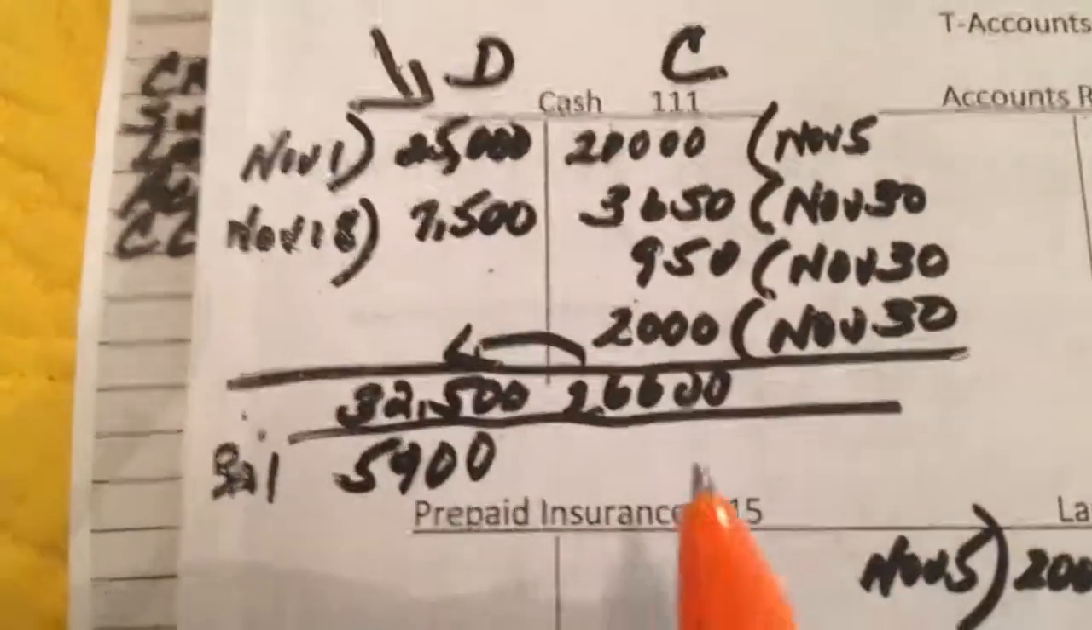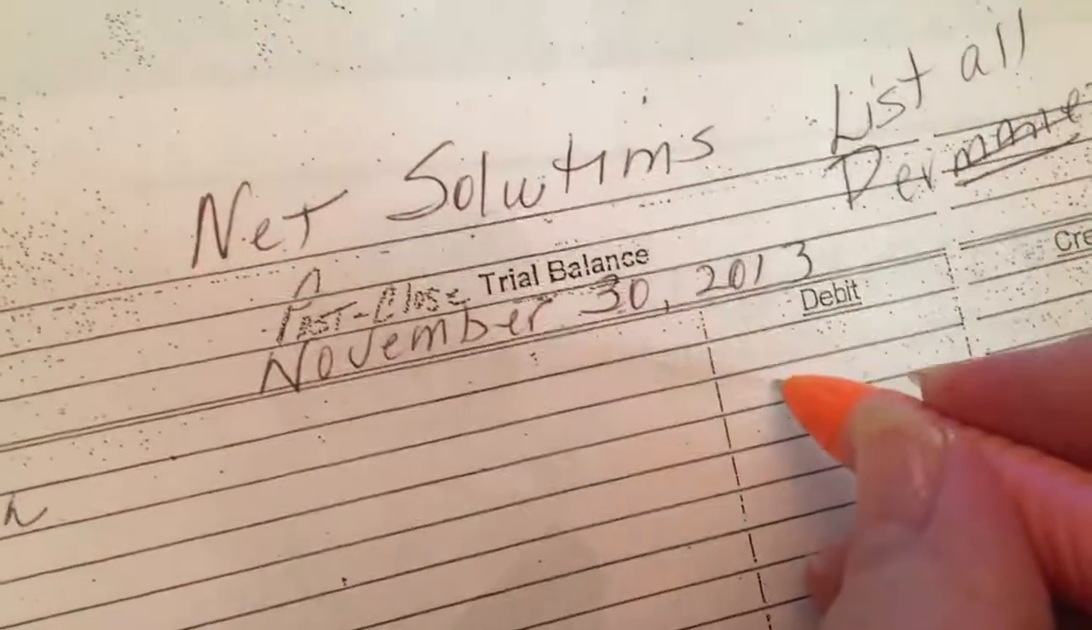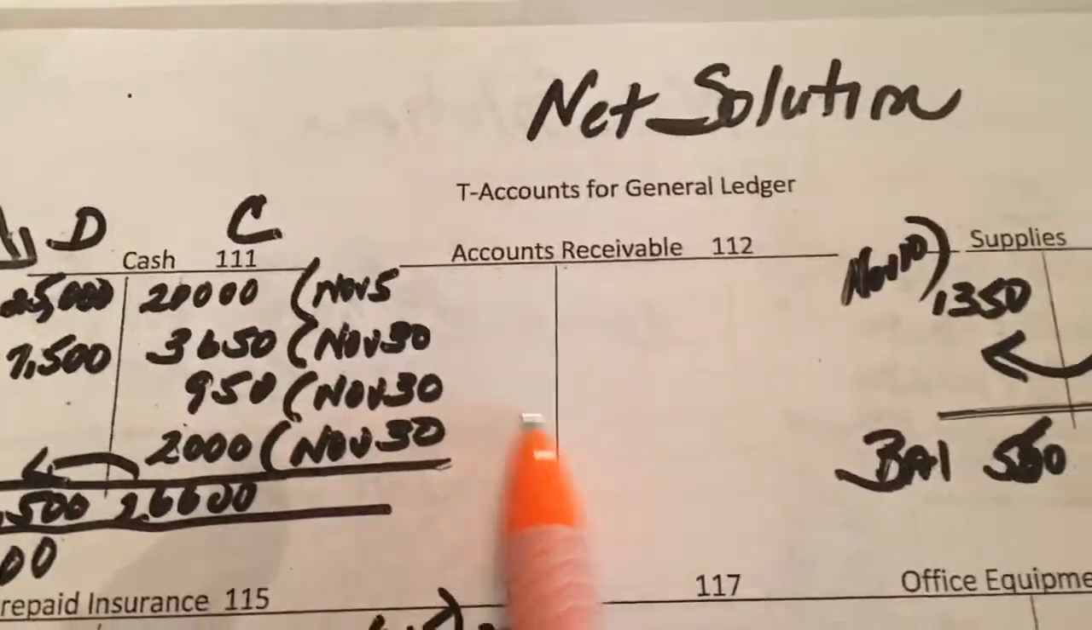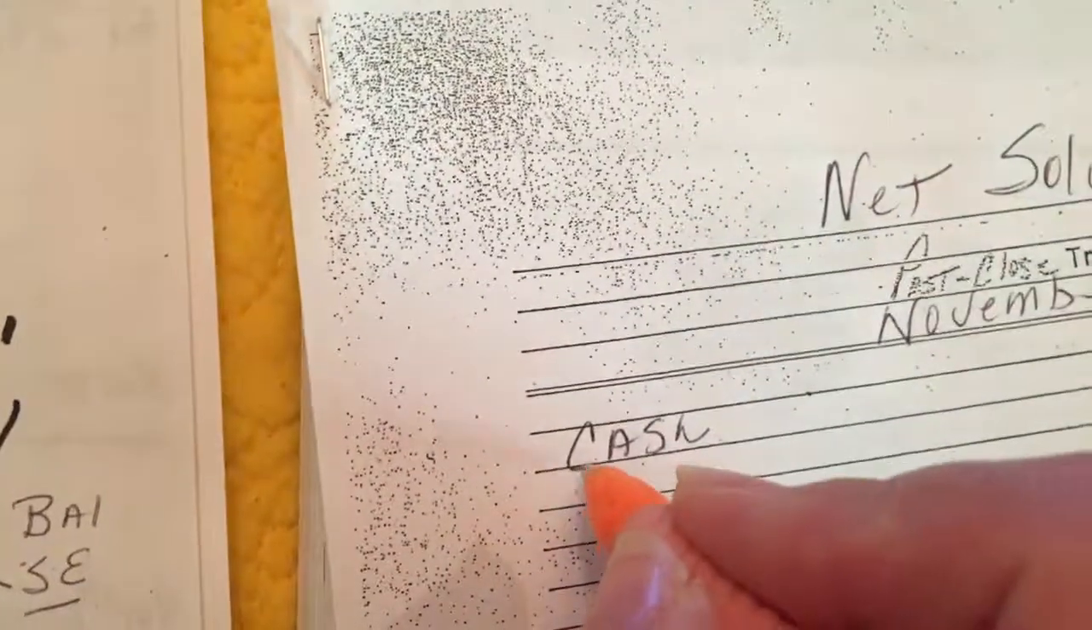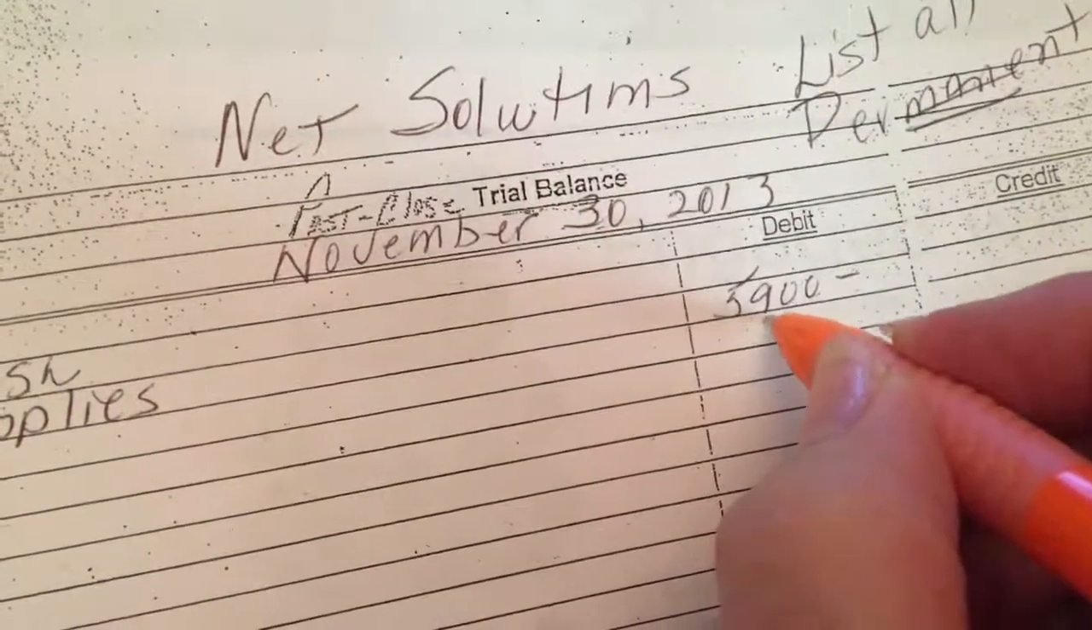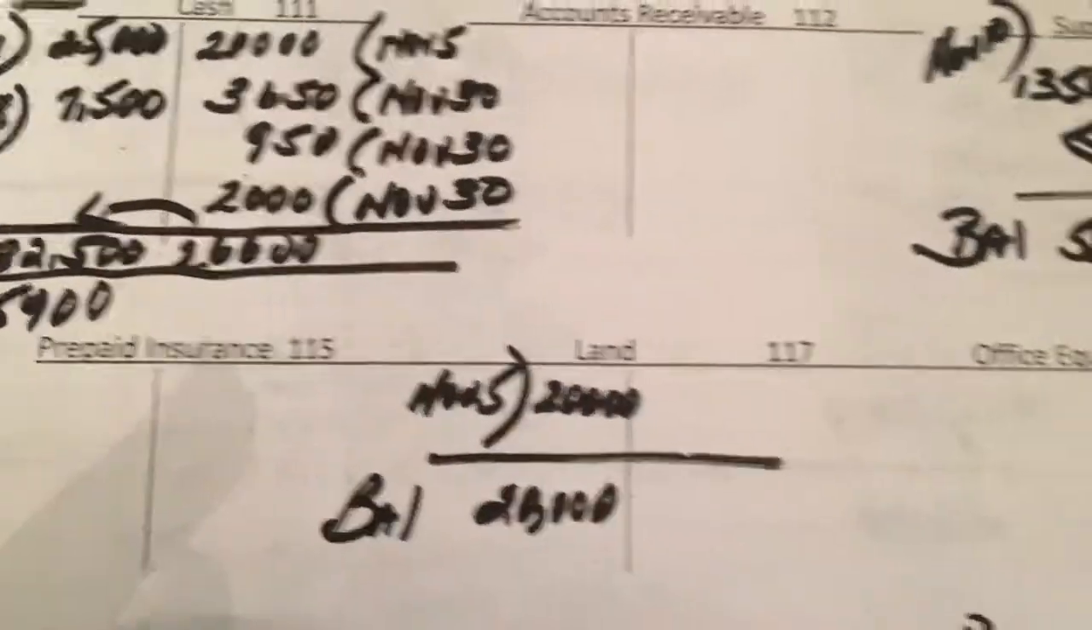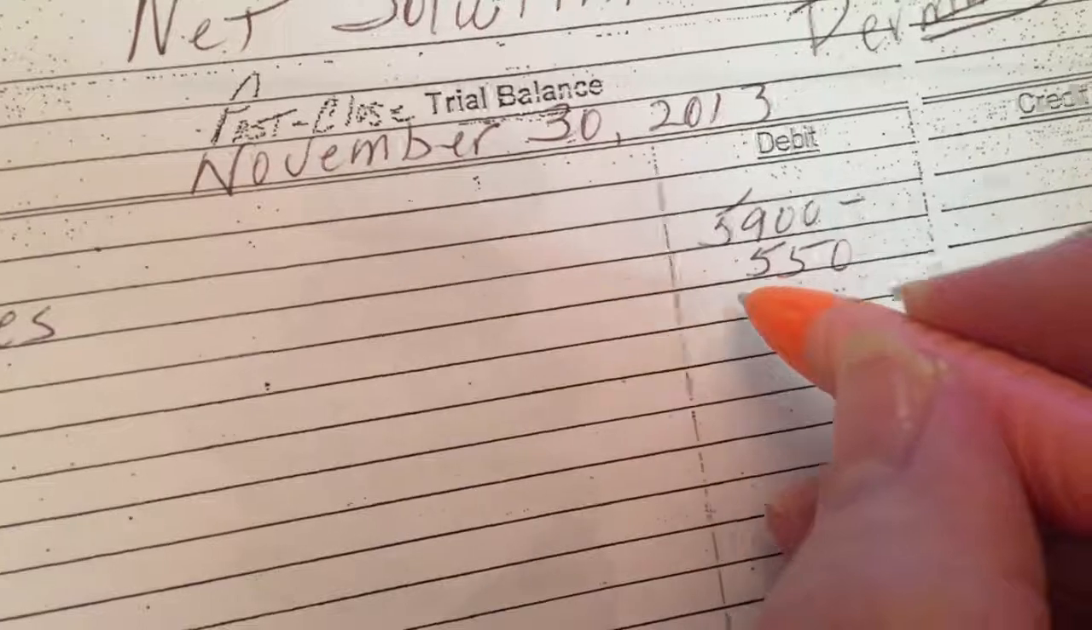Now go through, carry the numbers over. Here's cash, $5,900 as a debit. Okay. You don't have to list the ones with zero balances. Next, you want to go to supplies, $550. Next, you have land, $20,000. Notice these are all assets, so your permanent accounts are your assets, liabilities, and owner's equity.